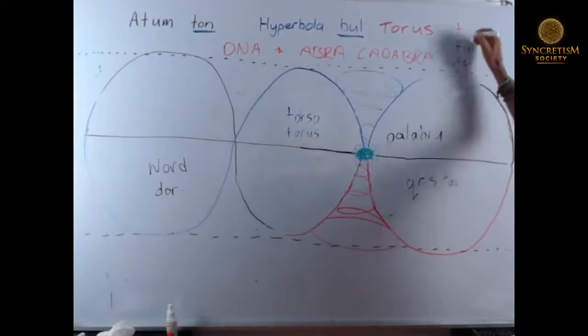So what we have here is the Tropic of Cancer here. We have the Tropic of Capricorn here. And we have in the middle the equator. And then we have a ramp. This is Mount Meru. This is Mount Sinai. Mount Zion. Mount Olympus. The Mount of Olives.